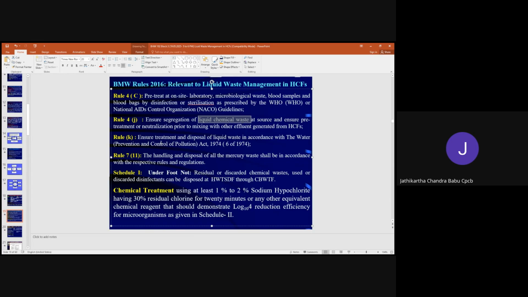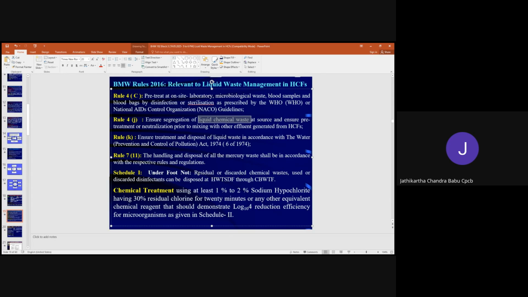And the rule states that treatment is for liquid waste in accordance with the Water Act 1974. You have to complete the requirement of the Water Act. You cannot discharge any liquid waste into the environment without treatment. And handling and disposal of all the mercury waste shall be in accordance with the respective rules and regulations. Therefore, liquid mercury-bearing waste has to be disposed of in accordance with the respective rules.